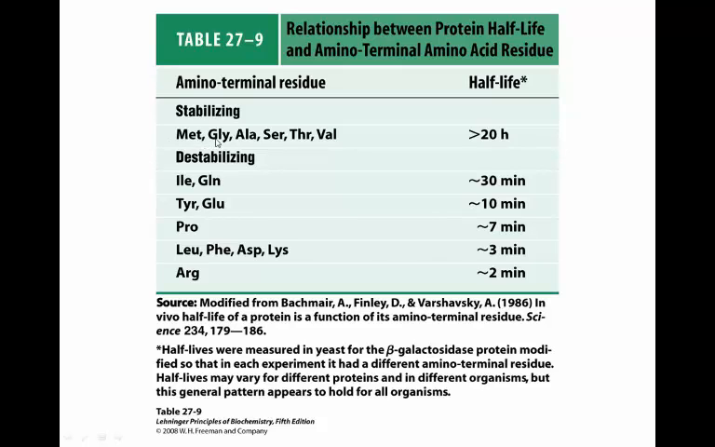A glycine, an alanine, a serine, a threonine, a valine, all these stabilize the amino end of a protein, and you have half-lives of more than 20 hours. So half of the proteins will last for 20 hours or more. That's what we mean by half-life. Destabilizing: isoleucine and glutamine, approximately 30 minutes. So if the terminus is not one of these, but isoleucine or glutamine, half of the proteins will be destroyed within 30 minutes of being synthesized.